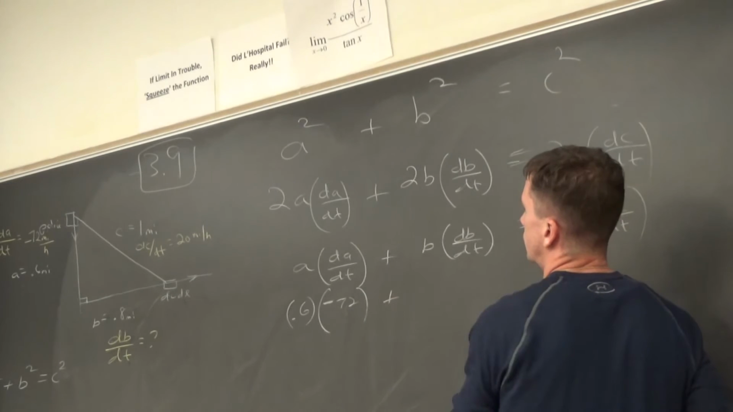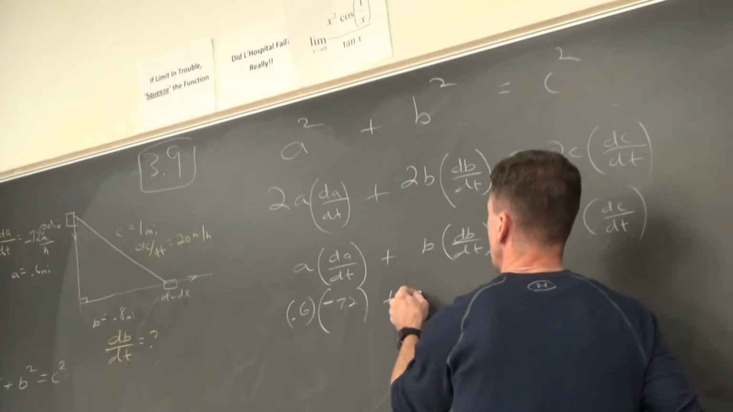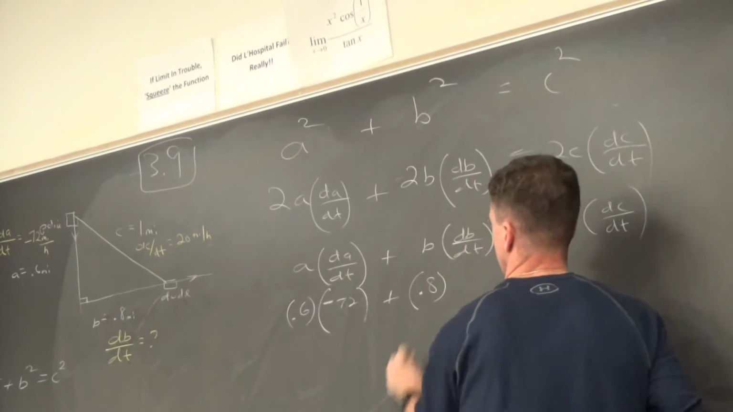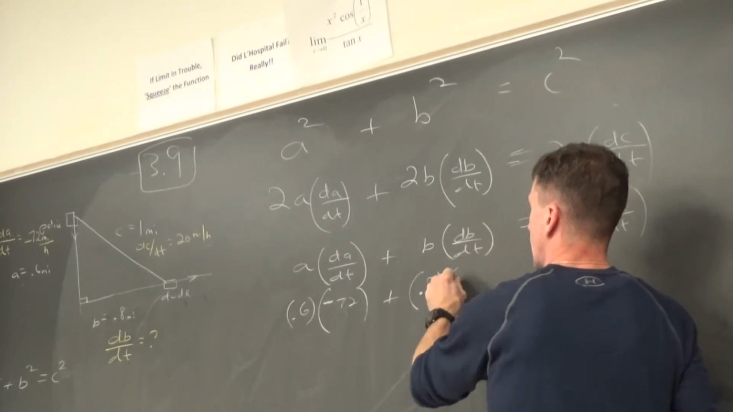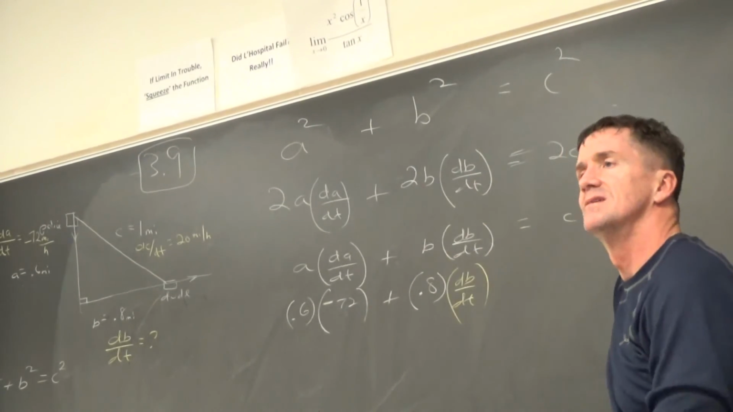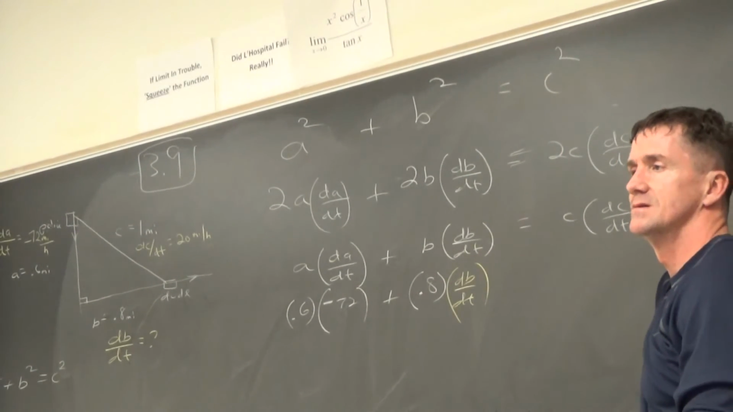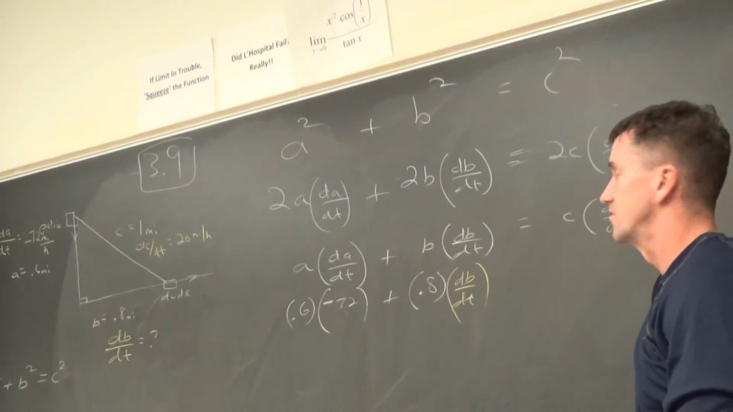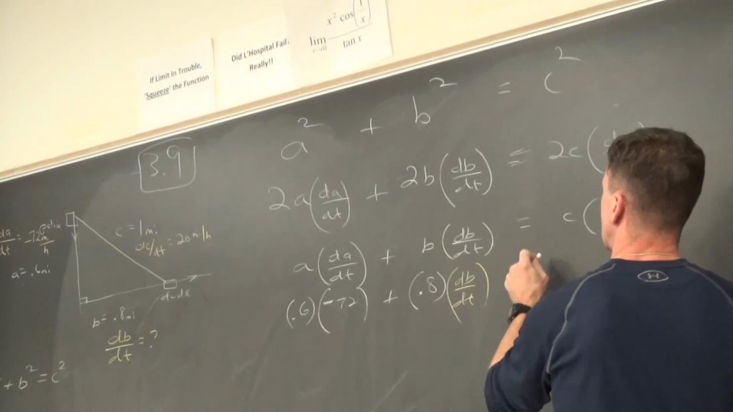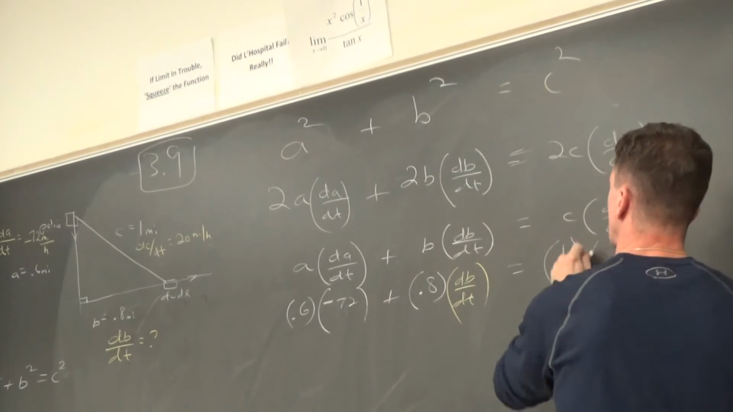What's B? B is 0.8. We don't know dB/dt. It's the unknown. Unless you want to call it X. You can. We can leave it dB/dt. I'm with Art. Leave it dB/dt. But you could make it an X if you like to always call it X. What's C? C is 1. dC/dt was what? 20.